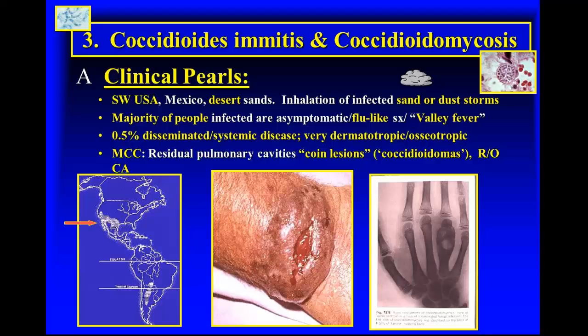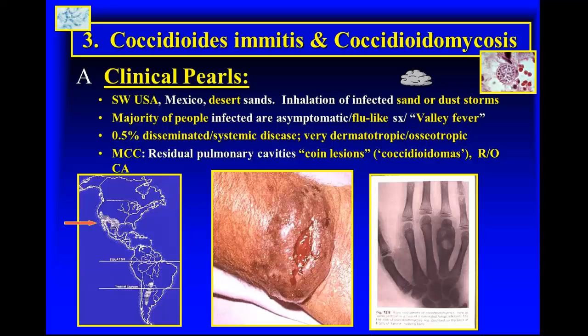The third of the four deep systemics is Coxi. Coxi, remember, is the far west. San Joaquin Valley, Mexico, Nevada, California, all those states there, southwest. It's present in the desert, so when there's a storm, you can be going through the desert with the windows down, and you can be breathing in a huge amount of Coxi. And what happens there is that the majority of people get a primary infection, which is just like a little flu-like syndrome, and they call it valley fever. It could be fever, and that's it.